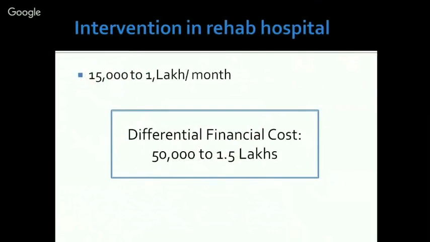If you are based in a hospital, and you are going to call the patient in to apply CIMT, there are currently some centers in India which do apply CIMT, like DC International Rehab in Bangalore, and there are many multi-specialty hospitals which have started giving package treatments, and the cost varies somewhere between 15,000 to 1 lakh per month. And hence, the differential financial cost of applying CIMT may vary somewhere from 50,000 to 1.5 lakhs.